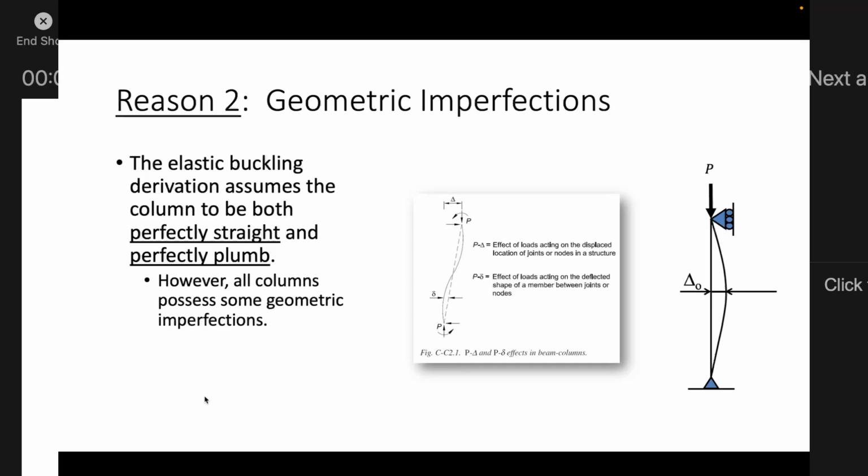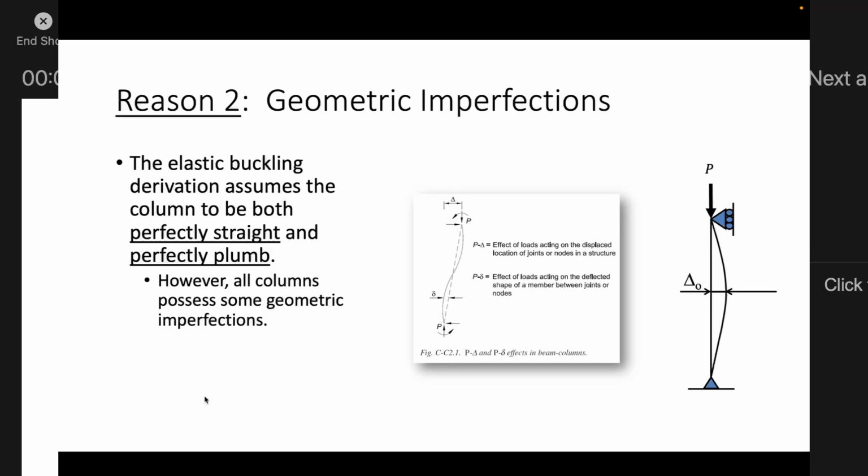And what I'm saying is when you go buy a column from a service center and erect that column, it is not going to be perfectly straight up. It's going to have a little bit of this to it, okay? And it's also going to have a little bit of bow to it. It's not going to be perfectly straight either.